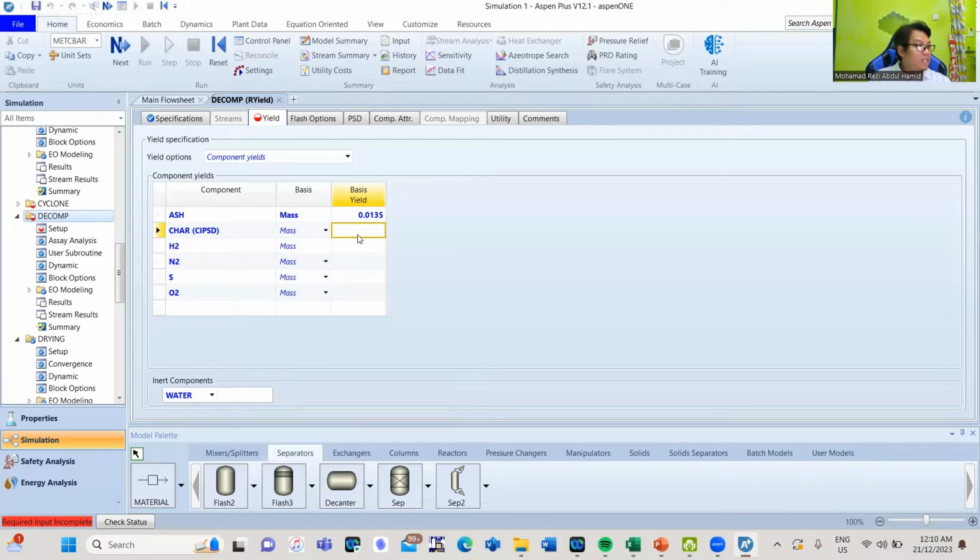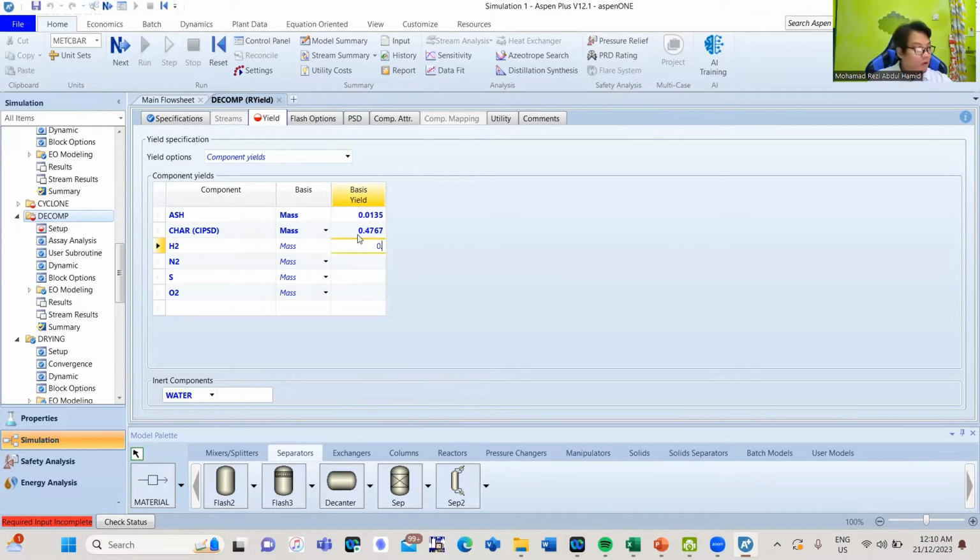Char is basically carbon, 0.4767. I'm going to do a breakdown based on their ultimate analysis, the simplest one. If you know your Fortran code and want to use a user-supplied Fortran code, by all means, do that. I don't want to do that.